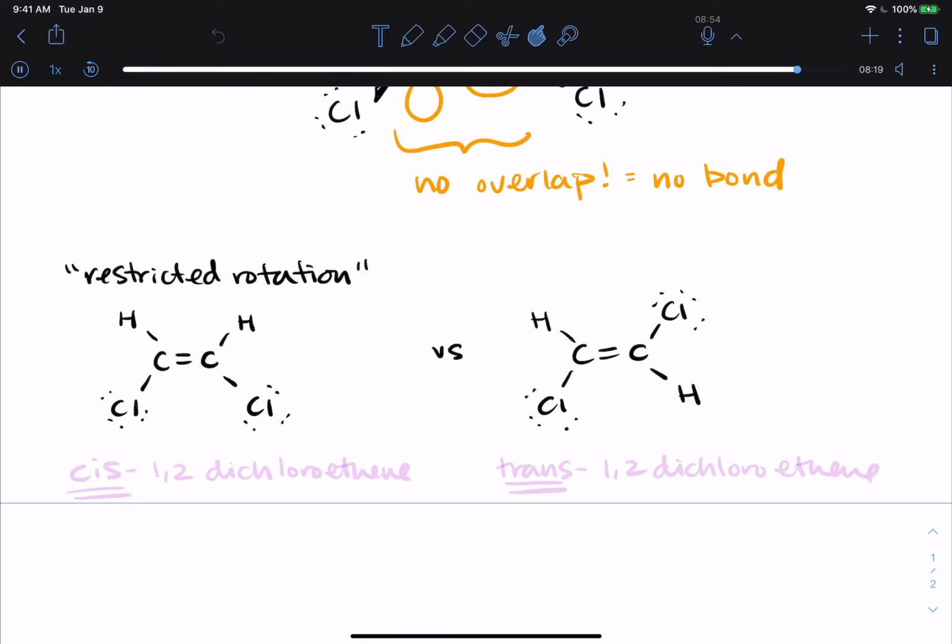So the one on the left is cis, and you don't need to know how to name this, but I'll give it to you so that you have it. It is 1,2-dichloroethene. But this is the important part here: they're on the same side, so they are cis. And then this is trans, 1,2-dichloroethene.